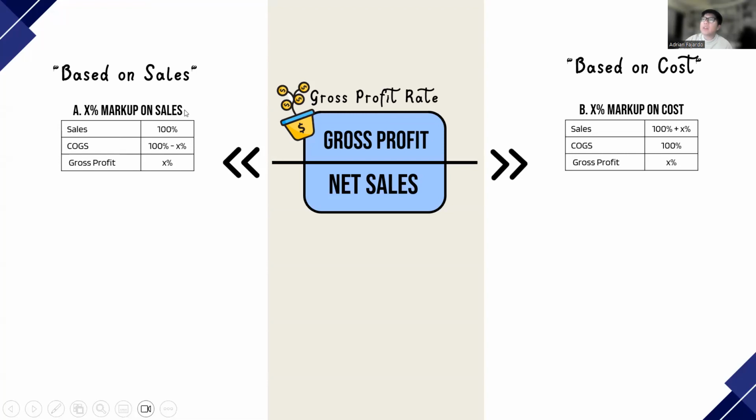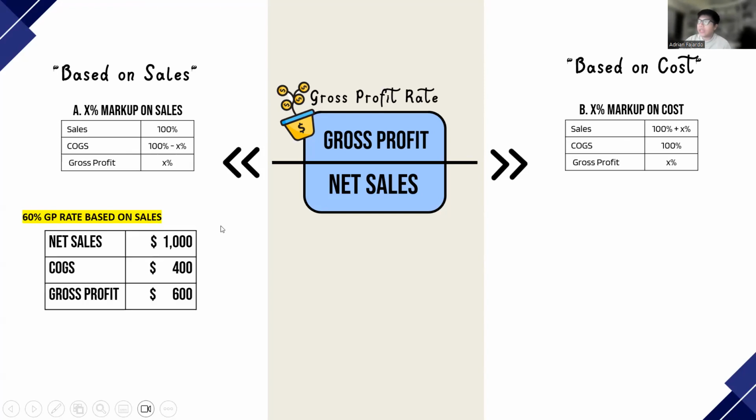Sa X percentage markup on sales, ang 100% natin is si sales. So, ang COGS is 100% minus X%, and ang gross profit natin is X%. On the other hand, for X% markup on cost, pag based on cost, ang COGS natin is 100%. So, mahirap siyang isipin, right? So, let's look at an example. Let's say nakalagay 60% gross profit rate based on sales. So, what would that look like?